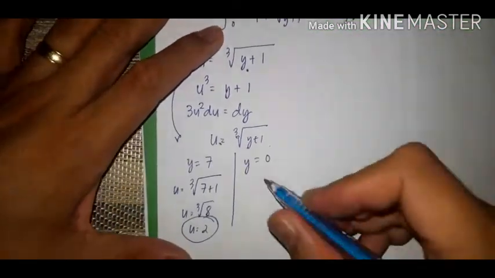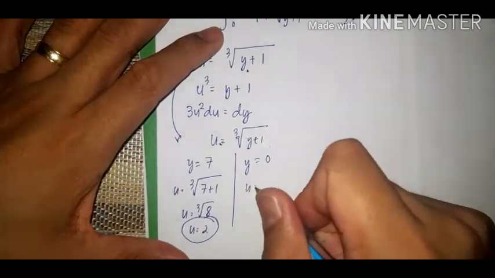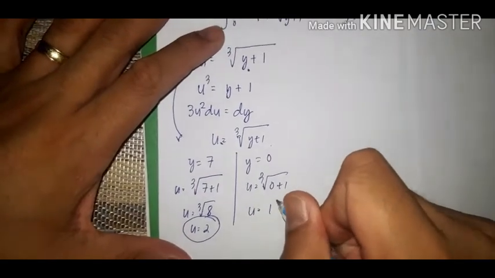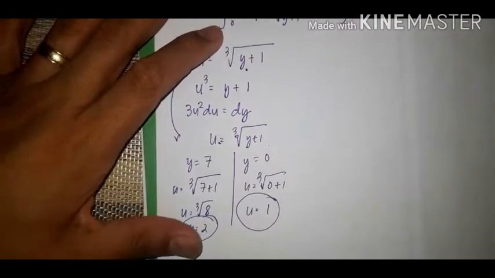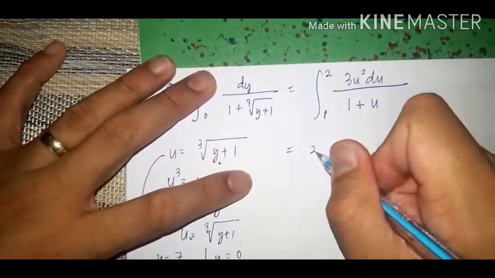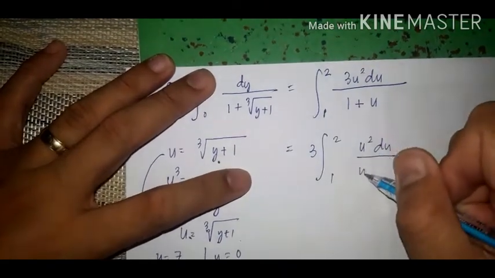So your lower limit naman is y equal to 0. Substituting, this is 0 plus 1. Then u is cube root of 0 plus 1. Then u is simply 1 because cube root of 1 is 1. So your lower limit is 1. So this now is 3 times the integral from 1 to 2 of u squared du over u plus 1.